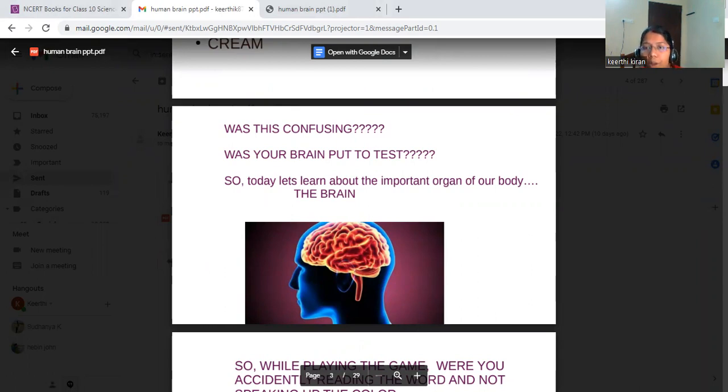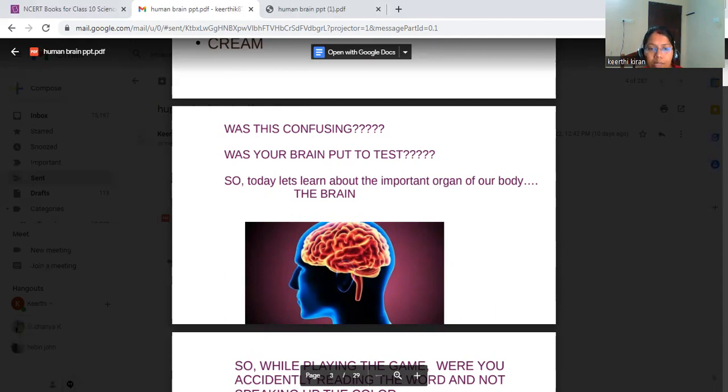The human brain is really very important and it is one of the most complex organs of our human body. The brain has two main parts. They are the cerebrum and the cerebellum. Cerebrum and cerebellum are the two important parts of the brain.